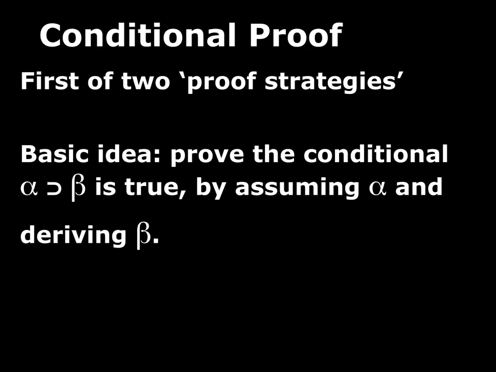Okay. Now in a little bit more detail, the basic idea is that you want to prove that the conditional, if alpha then beta, is true. And you do it by assuming the antecedent. You assume alpha. You pretend that it's true, so to speak. And then you see if beta becomes true as a result. You see if you can derive beta from your assumption of alpha.